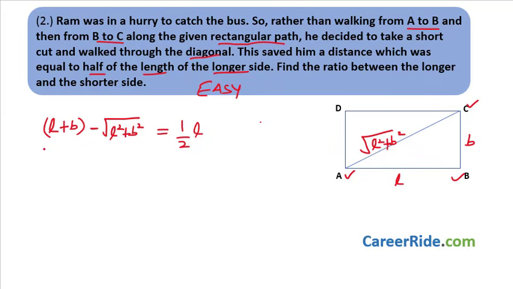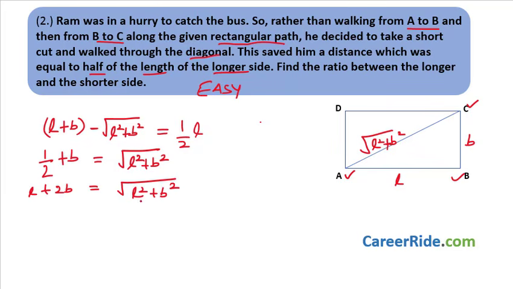Now, what happens here? When you try to solve it, you get L plus B minus half L is equal to square root of L square plus B square. This is nothing but L plus 2B is equal to 2 times square root of L square plus B square. Now, to solve it, let's try to square both the sides. This is L square plus 4B square plus 4LB, just an application of A plus B whole square.